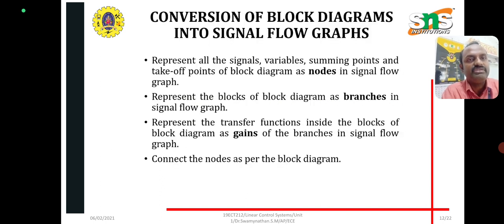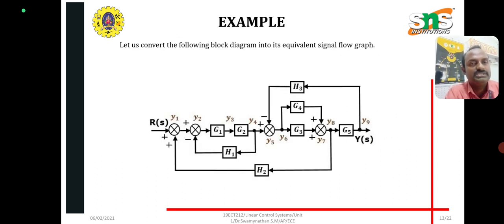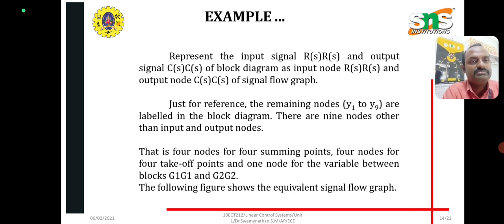Following this, we will discuss the conversion from the block diagram into the signal flow graph. Represent the summing points and takeoff points as nodes in the signal flow graph. Represent the blocks of the block diagram as branches. Represent the transfer functions inside the blocks as gains. Connect the nodes as per the diagram. Look at this block diagram; we just convert it into the signal flow graph.